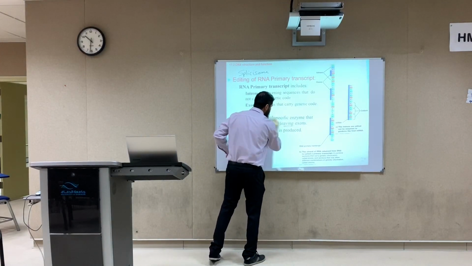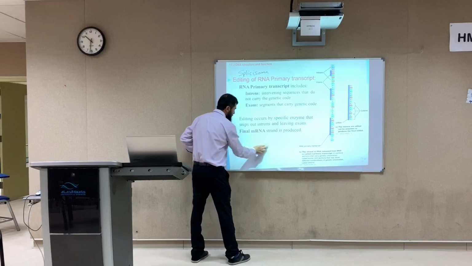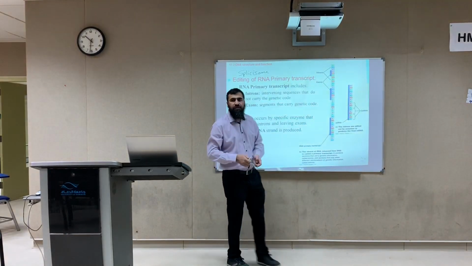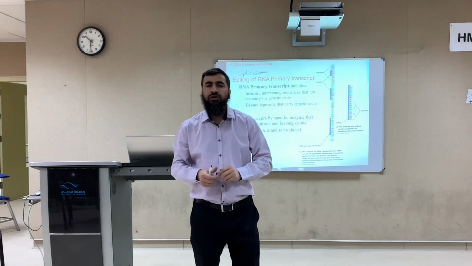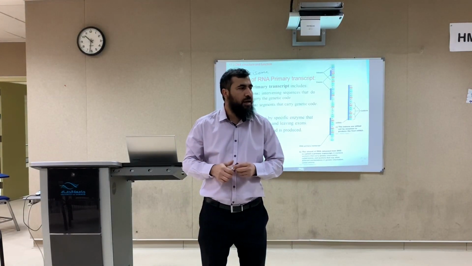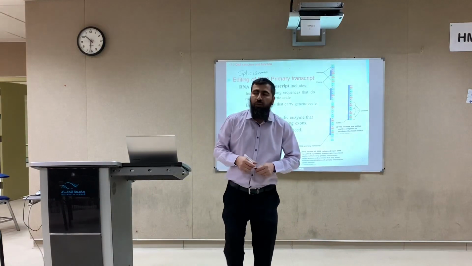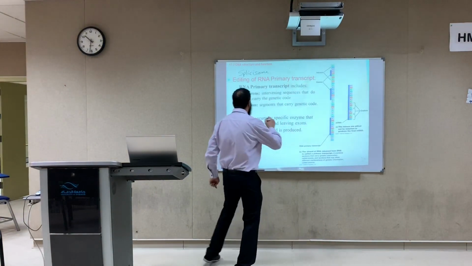Now, sometimes a gene can give two different variations of the transcript, okay? And the introns can help in that as well, okay? So, what we call alternative splicing, okay?